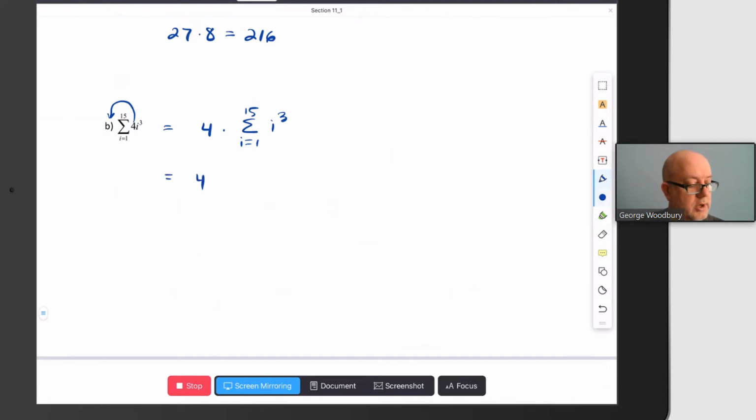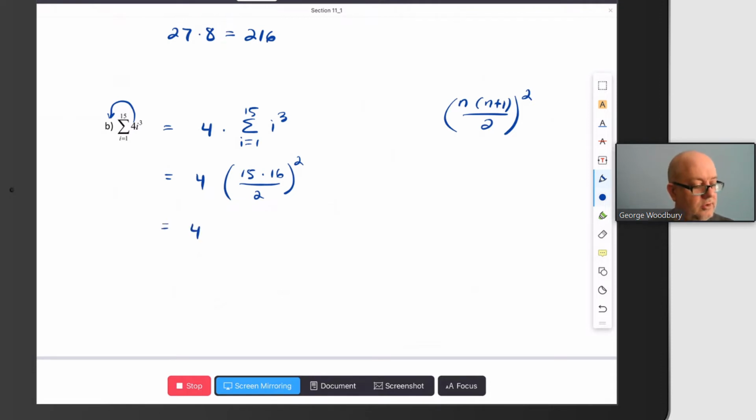So this would be 4 times, using the formula again, n times n plus 1 over 2 squared. So n here is 15. 15 times 16, that's 15 plus 1, divided by 2 squared. And we can simplify this a little bit first, or we can go right to the calculator at this point. I think it's going to be a little easier to simplify this. First, 2 divides into 16 8 times. So in the parentheses, we've got 15 times 8. And if you multiply that out, that is 120. And we're going to square that.